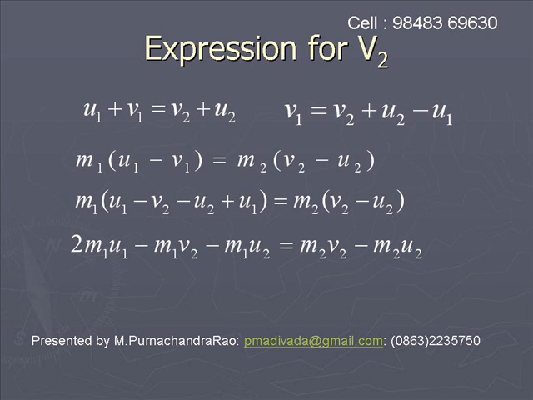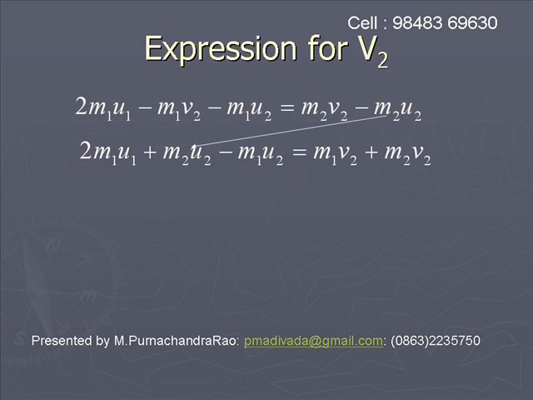Or 2 m1 u1 minus m1 v2 minus m1 u2 is equal to m2 v2 minus m2 u2. Or 2 m1 u1 plus m2 u2 minus m1 u2 is equal to m1 v2 plus m2 v2.